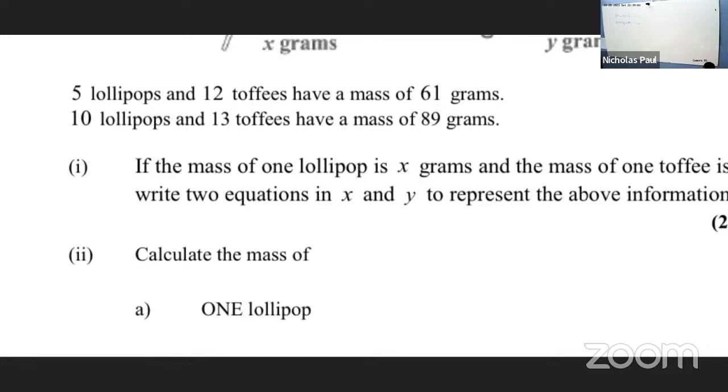Right, use elimination, take your time. You should get nice whole numbers, right? You should get two whole numbers to answer. Most of the time, just like a few years, you'll actually see not whole numbers, fractions and everything.